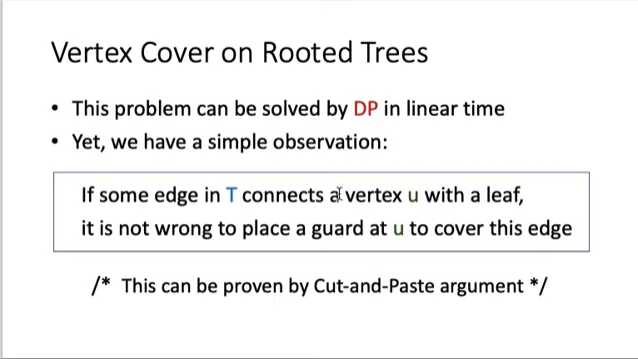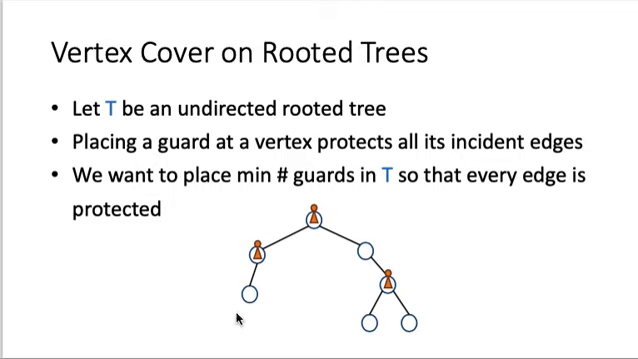If some edge connects a leaf with the vertex U, then it is not wrong to place a guard at U to cover this edge. So to protect this edge, one way is we will place a guard here, or we may place a guard here, or we may place guards on both. But if we place a guard here, then it is already covering this edge, protecting. If we place a guard here, then what does that mean? This guard protects this edge, of course, but if you remove this guard and place it here instead, we use the same number of guards, but then this edge is still protected.